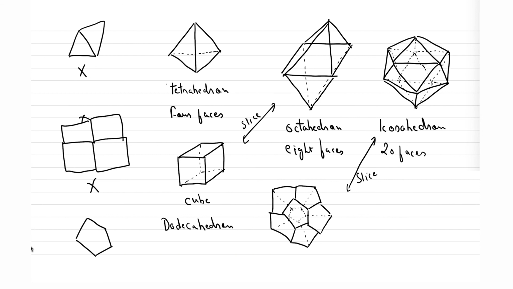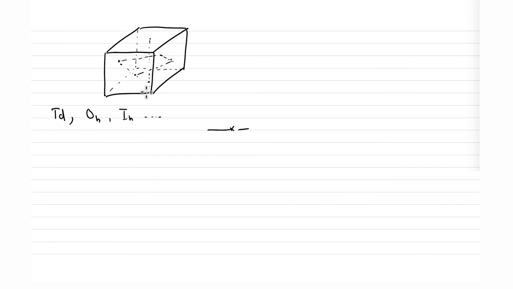Okay, so that's all for today. So let's continue in the next class with more details of what the symmetry elements and operations are for these point groups, and what the other categories within cubic point groups are.